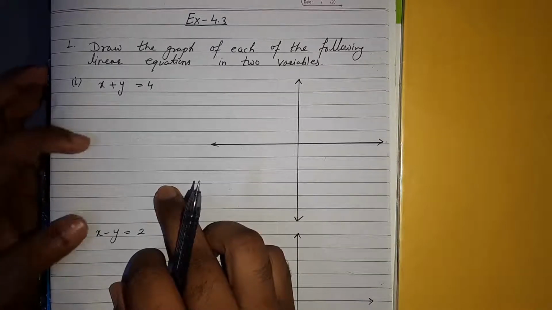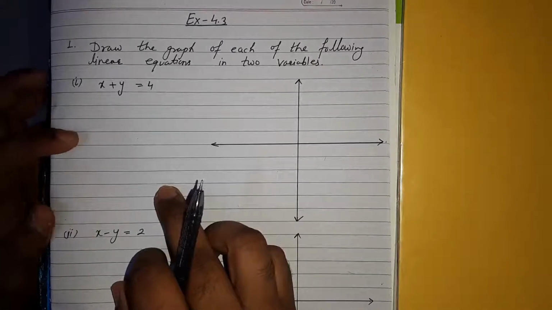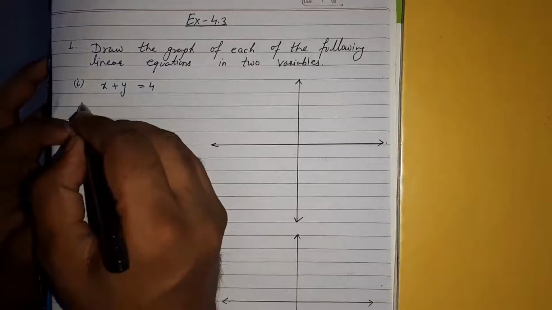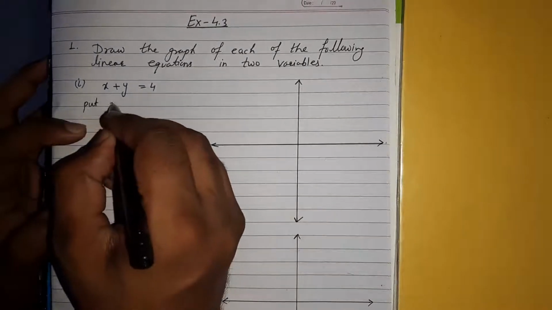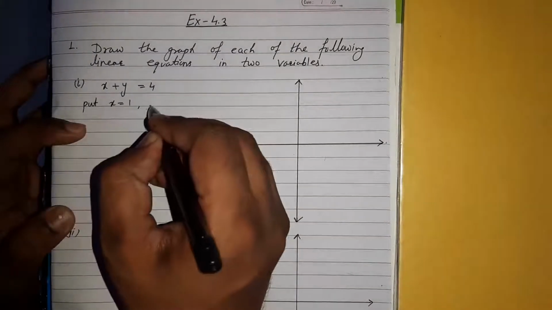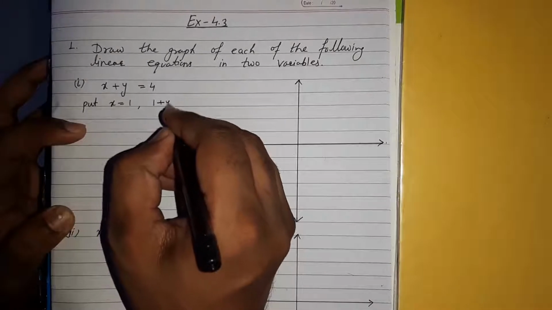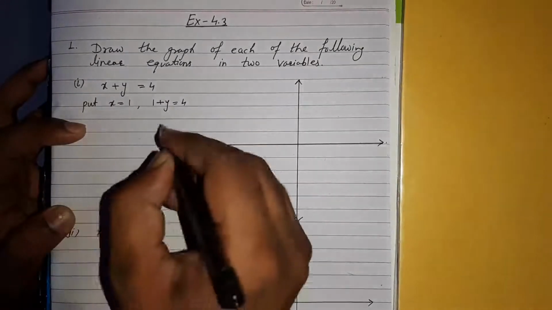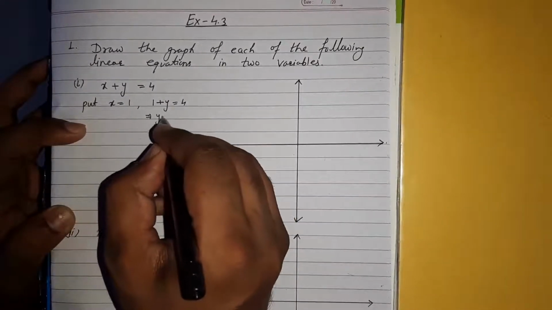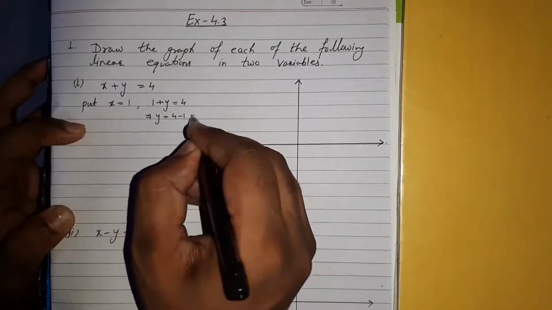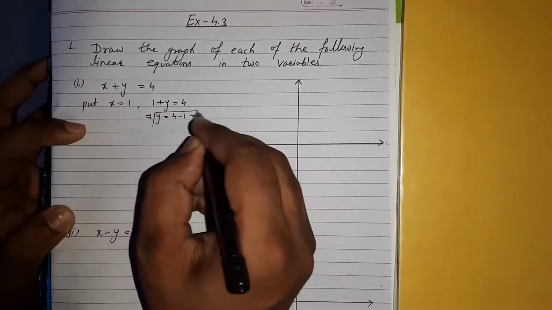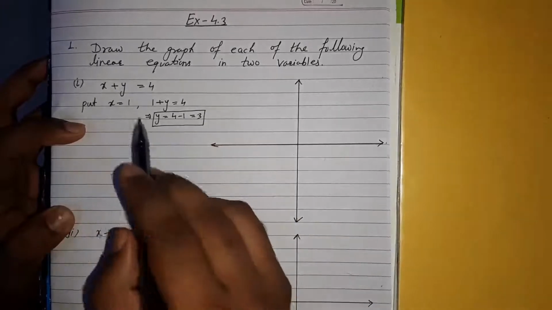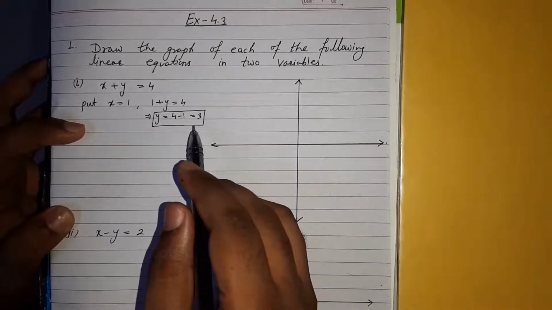And we can easily find the solutions of this equation. So at the starting put x is equal to 1. So the value of y will be, 1 plus y is equal to 4. So the value of y will be 4 minus 1, that is 3. So the first solution is x is equal to 1 and y is equal to 3.